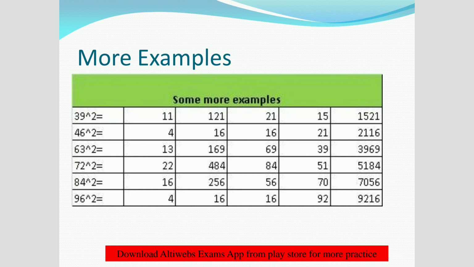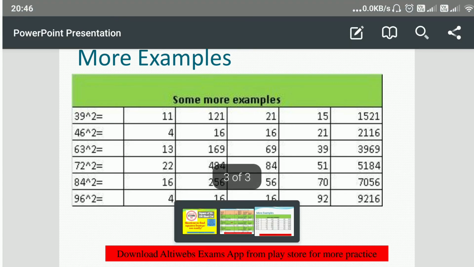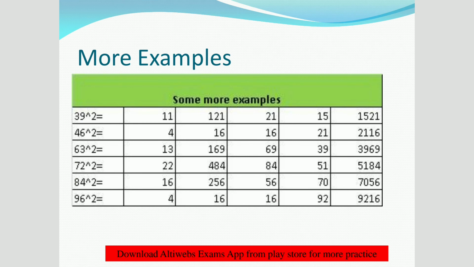Let me go to the fourth one. This is also a second case question. 72 square. Here again x will be 72 minus 50, which is equal to 22. Now what is x square? 22 square is equal to 484. Now again, what are the last two digits of the required square? 84. Now what are the first digits? 25 plus 22, which is 47, plus the first digit of the x square, which is 4. 47 plus 4 is 51. So the answer is 5184.